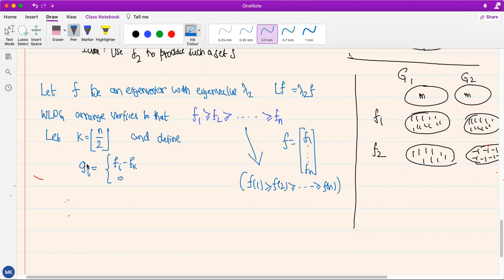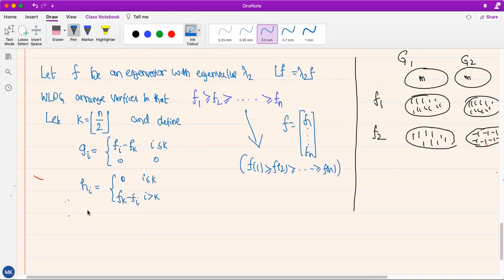So define a new vector g, which is fi minus fk for i less than or equal to k and 0 for i bigger than k. K is n by 2. And hi is 0 for i less than or equal to k, and it is fk minus fi for i bigger than k. So these are two vectors. Somehow we are breaking the vector into positive parts and negative parts. In some sense, g and h are both positive vectors. So we are dividing into two parts, g and h.